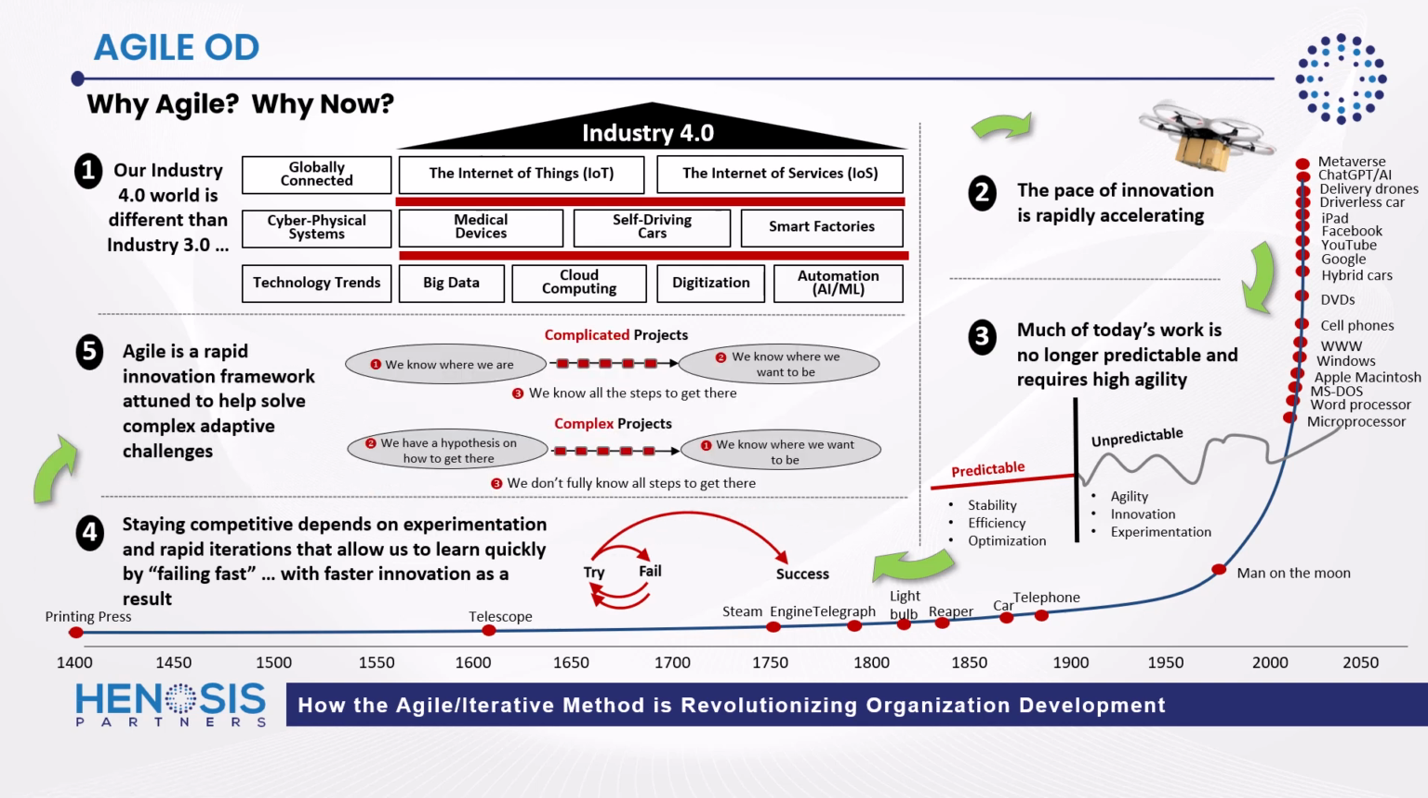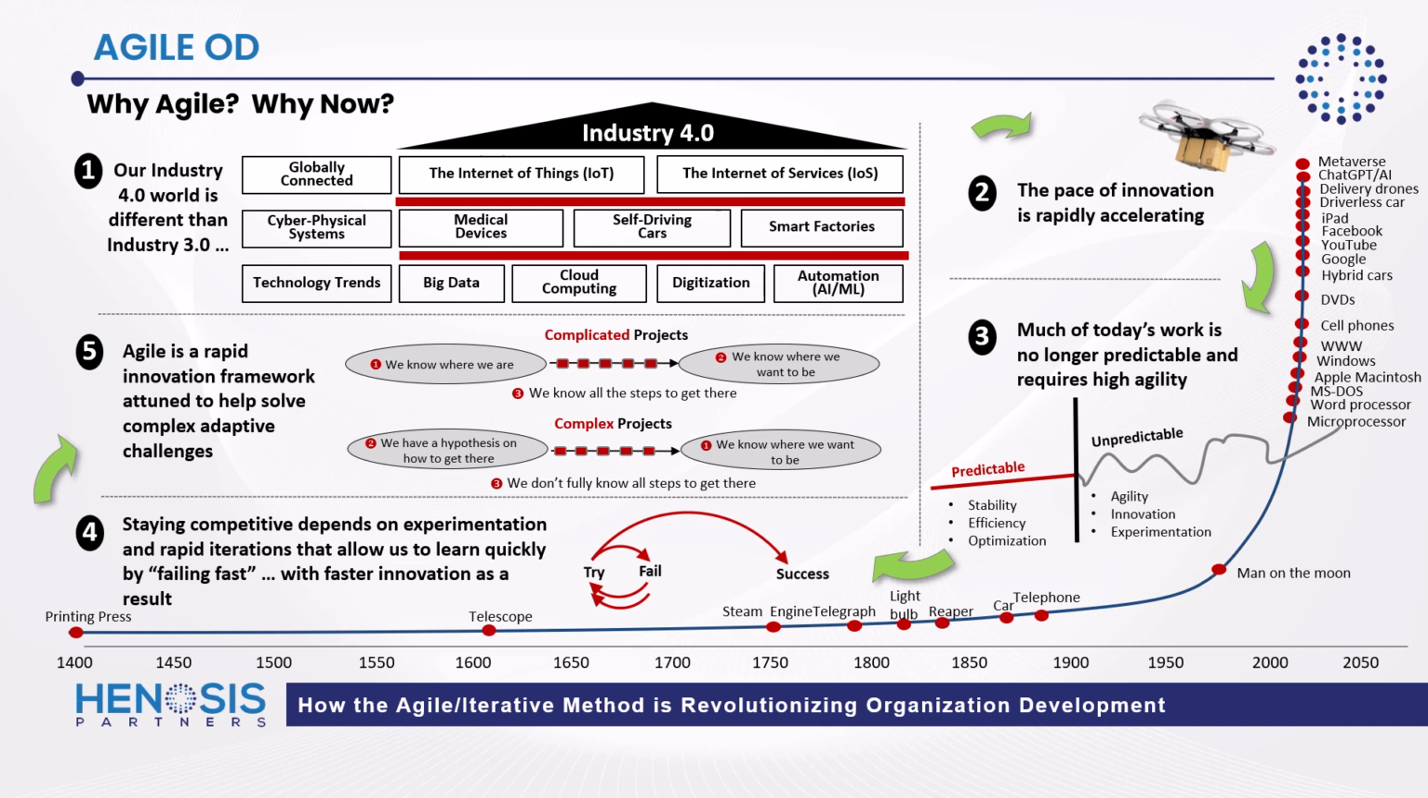And finally, why Agile? Well, Agile is a rapid innovation framework that's attuned to help solve complex adaptive challenges, the types of challenges that increasingly we as OD and change leaders are being asked to help facilitate and solve for. It's important to understand the distinction between simply complicated projects and complex projects. For example, with complicated projects, we know where we are, and we know where we want to be, and we know all the steps to get there. These are the types of problems or projects that we've executed before.